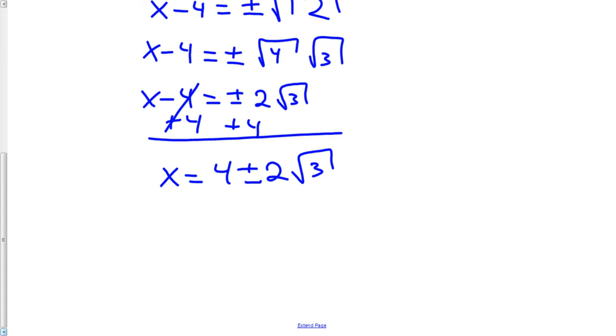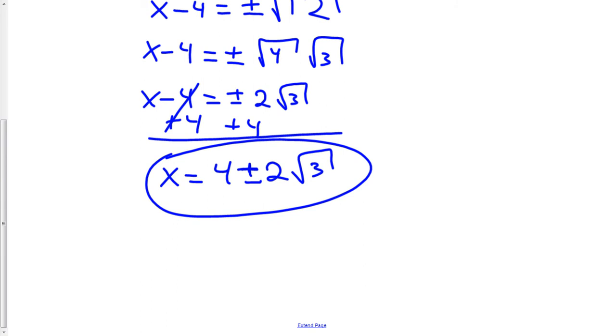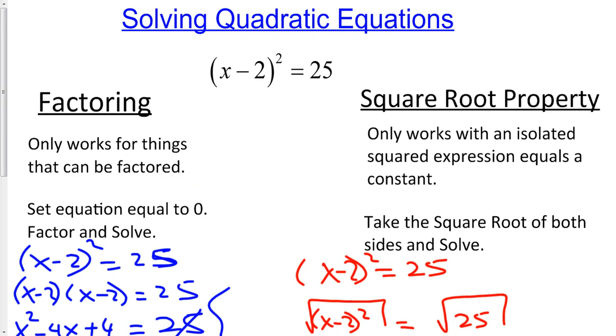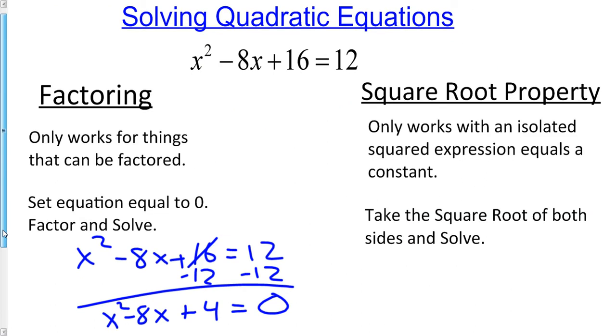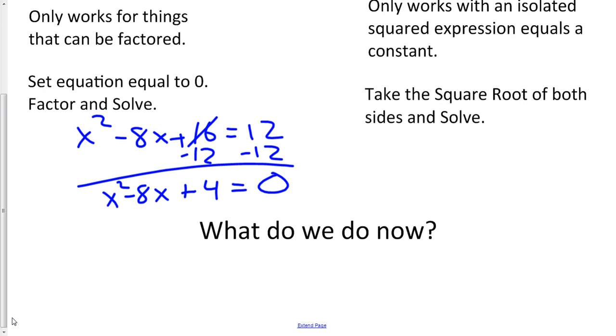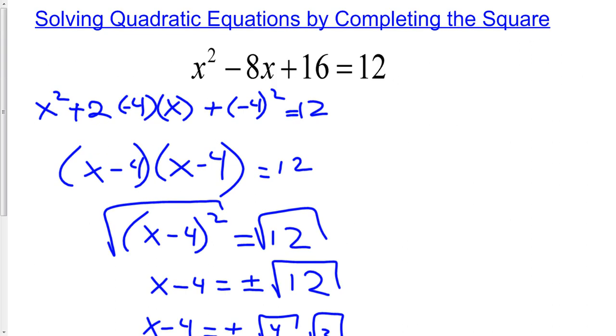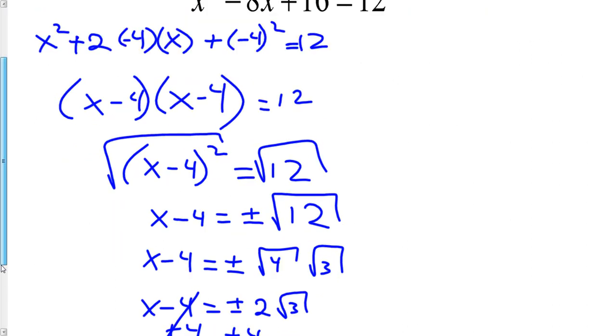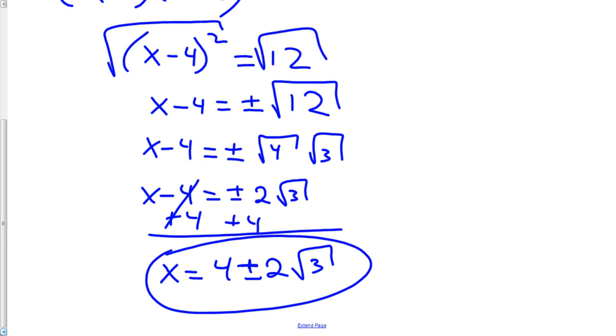I get an exact answer from this because I end up solving this. And as you can recognize, because I end up with two answers, 4 plus 2 times the square root of 3 and 4 minus 2 square root of 3, that tells me I don't get integer solutions or even rational solutions, which is what I would have gotten from factoring. If I had the ability to factor, I should have gotten a rational solution, which means solutions that could be fractions. And I don't get that. So what I'm doing right now is using the square root property to allow me to solve this problem.